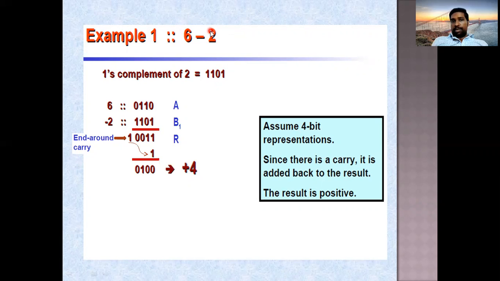Find 1's complement of b. So b number is 2. So for 2, you should find 1's complement. 1's complement means just reversing of the 0 with 1, 1 with 0. So if you find, you will get this one as your answer.